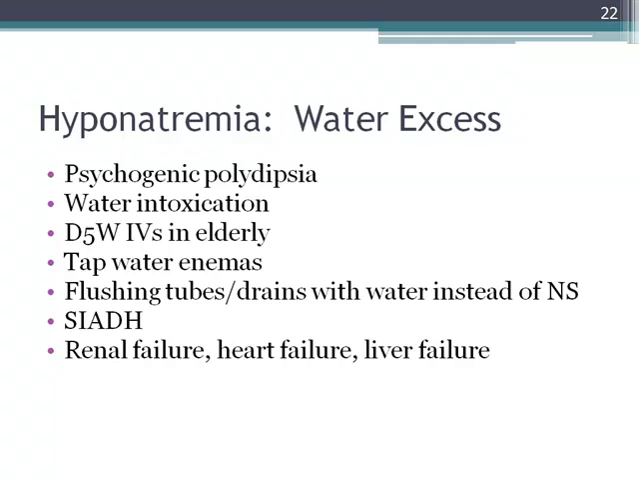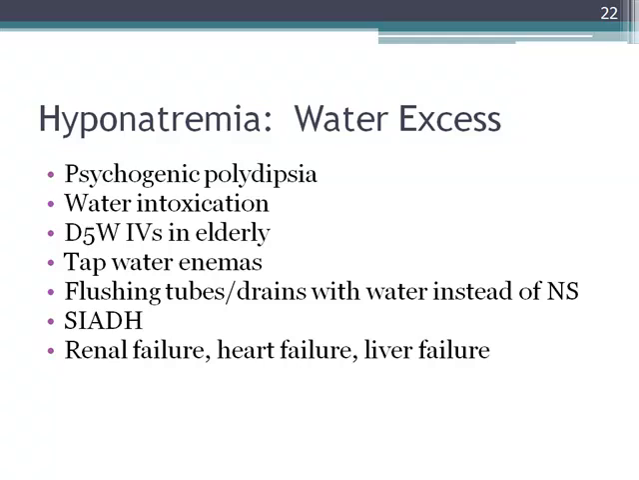SIADH, syndrome of inappropriate antidiuretic hormone. Now, that name doesn't tell you anything, so I like to think of it as syndrome of increased antidiuretic hormone, because that's what it is. So diabetes insipidus is too little ADH. SIADH is too much ADH. So if you have a whole bunch of ADH, what are you doing? You're retaining water and making yourself more dilute.